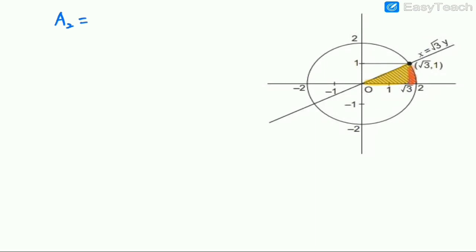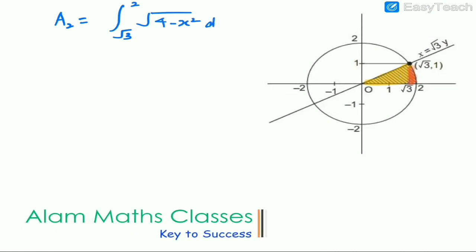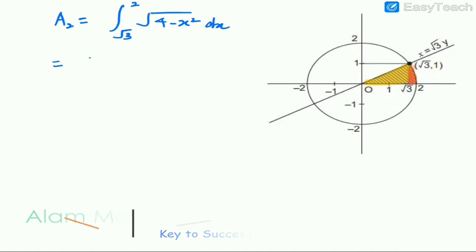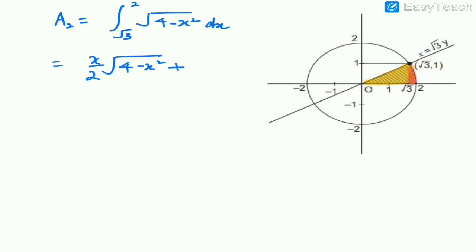And A2 is equal to the integration from root 3 to 2 of square root of 4 minus x square dx. And we know the integration of this function is x by 2 root 4 minus x square plus a square by 2 sine inverse x upon a, where a means 2, and the limit is root 3 to 2.